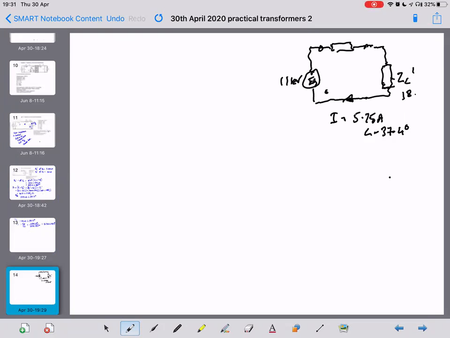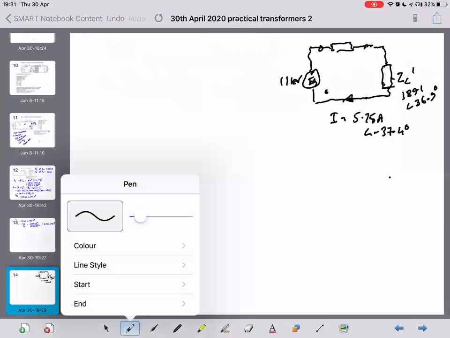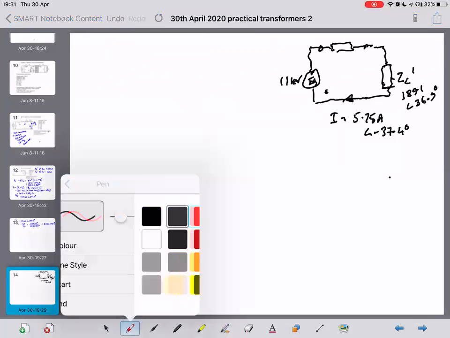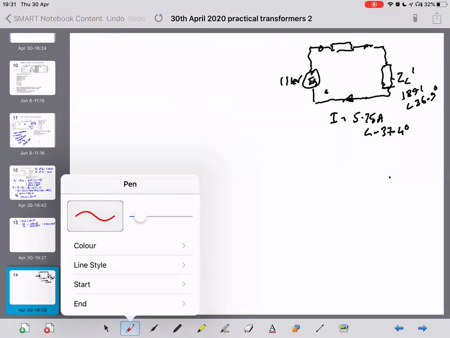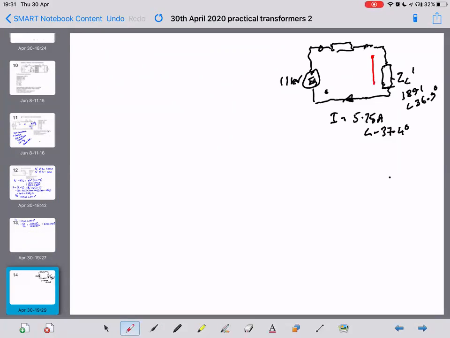1891 angle 36.9 degrees. What we're looking to find is this voltage here, which is E2 dash, and then we can transfer it back to the secondary side and find out what it is on its own side.